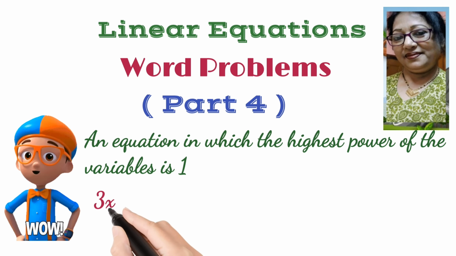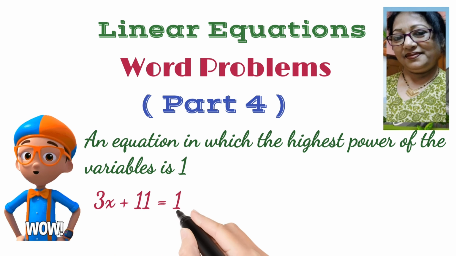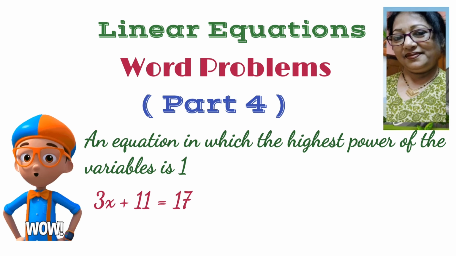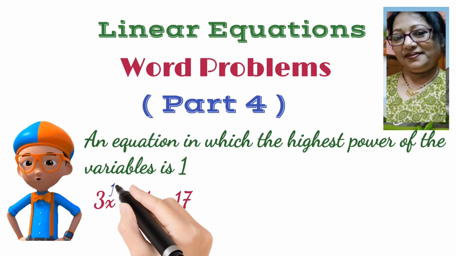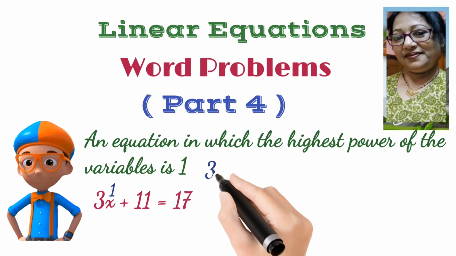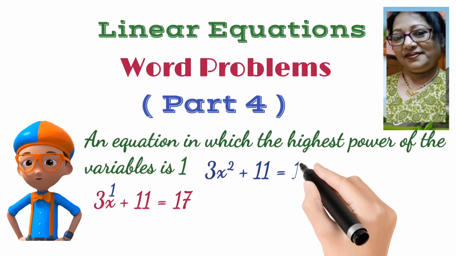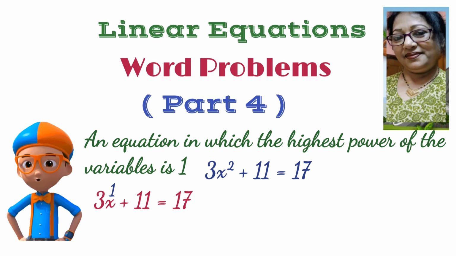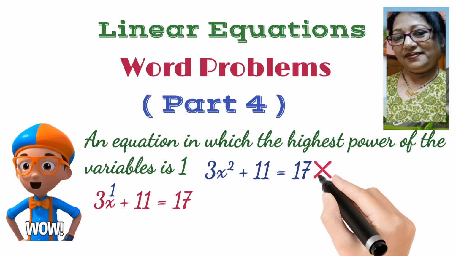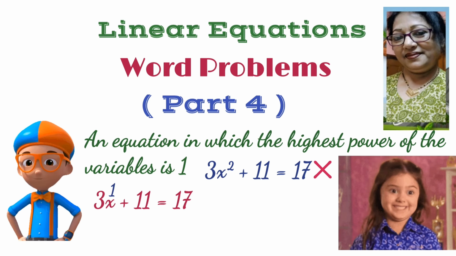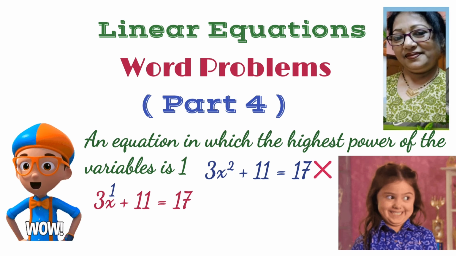Let me take one example then it will be clear to you. That is 3x plus 11 equals 17. Now see, what is the power of the variable x? The power is 1. So, this is linear equation in one variable. I am taking another example, that is 3x square plus 11 equals 17. The power of x is what? 2. No. This is not the linear equation in one variable. The power of the variable should be 1. Understood?